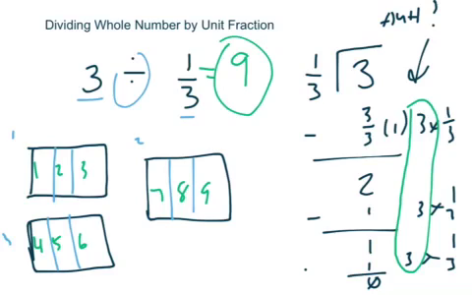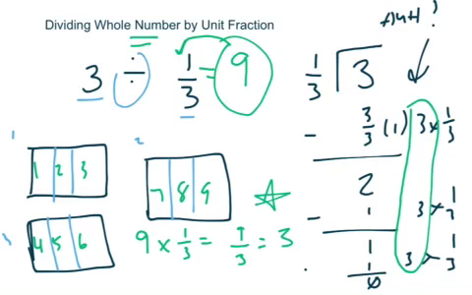9. And we can check our work, which is really big here, division. 9 times 1/3 should equal 3 if we have the right answer. So 9 times 1/3 is 9/3, which is the same thing as 3. So ding, ding, ding, we have the right answer. Let's look at one more.